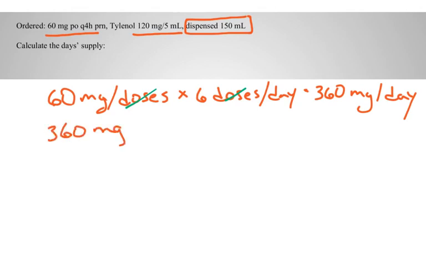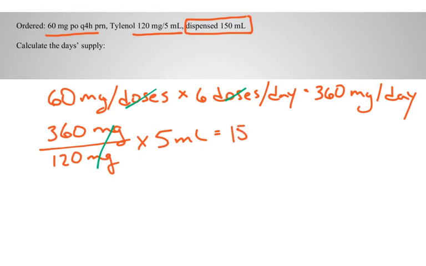360 milligrams. Dosage problem. And what's on hand is 120 milligrams times 5 milliliters. Okay, that was cancel. So I think that's 360 divided by 120 times 5. So he's going to need 15 milliliters every day, okay, because you have the same unit here. So he's going to need 15 milliliters per day.